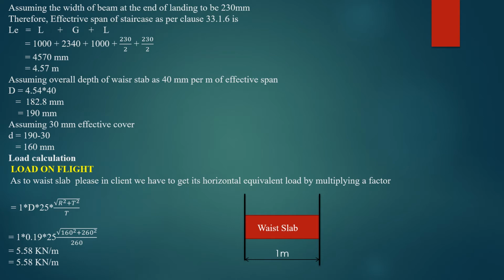In the picture you can see that the base slab is in an inclined shape. So in order to get the horizontal equivalent load, we multiply it by the multiplying factor.